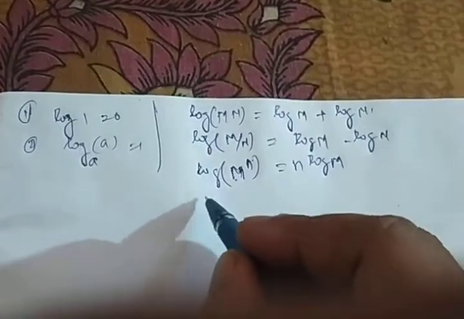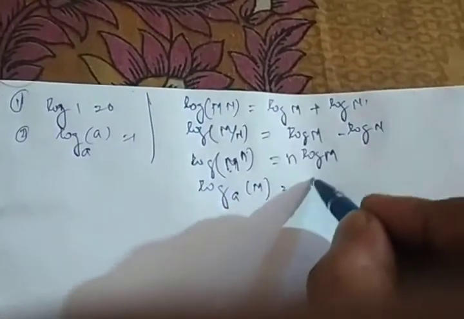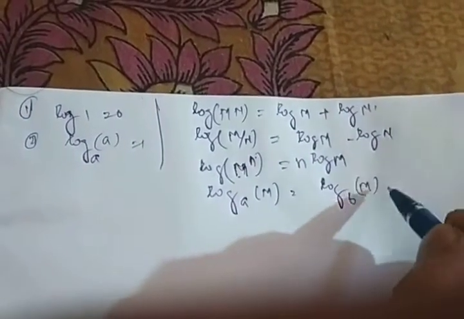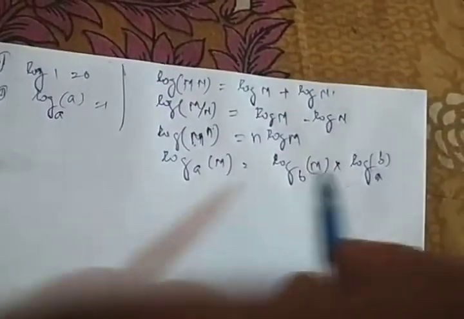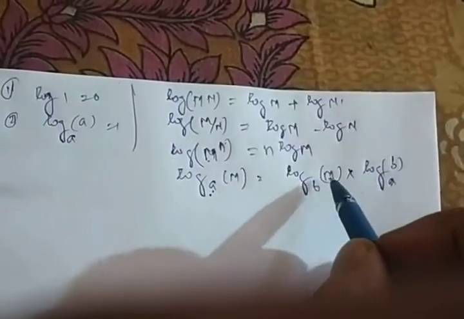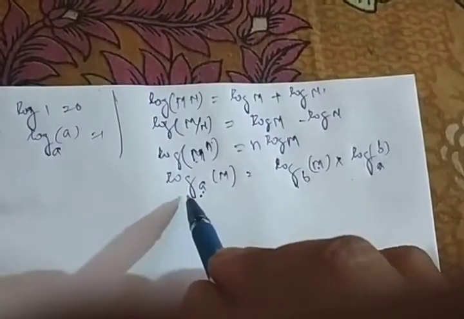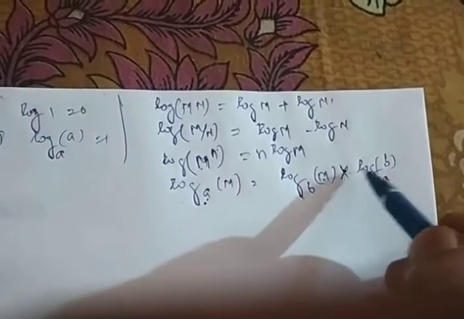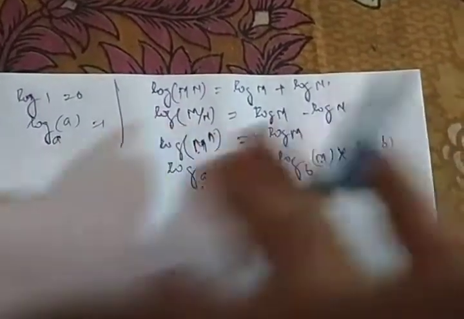Next, change of base, log of m with respect to base a equals to log of m with respect to base b into log of b with respect to base a. This is the change of base. Here the base is a, here the base is b. Now for changing the base a to b, the logarithm is multiplied by this quantity, log of b with respect to base a.